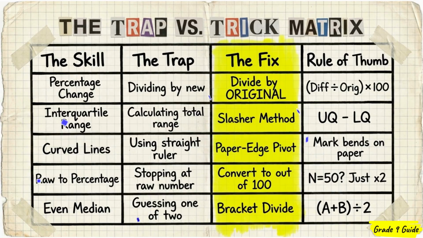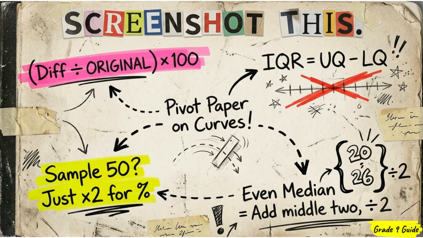Here's your complete trap versus trick matrix. 5 traps, 5 fixes. 10% of your grade right there on the screen. You now know more about this than most of the students walking into that exam hall. Get your phone out, screenshot this slide right now, stick it in your revision folder, your notes app, wherever you'll actually see it before the exam. Memorize these 5 fixes, use them on the day, and go get that grade 9.